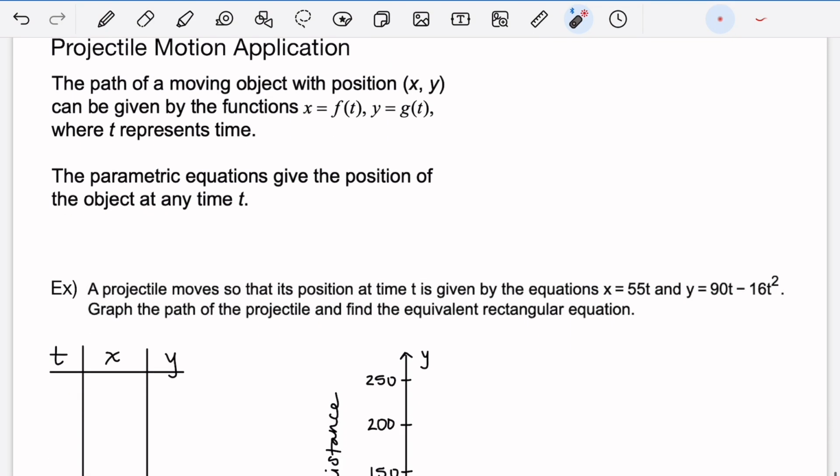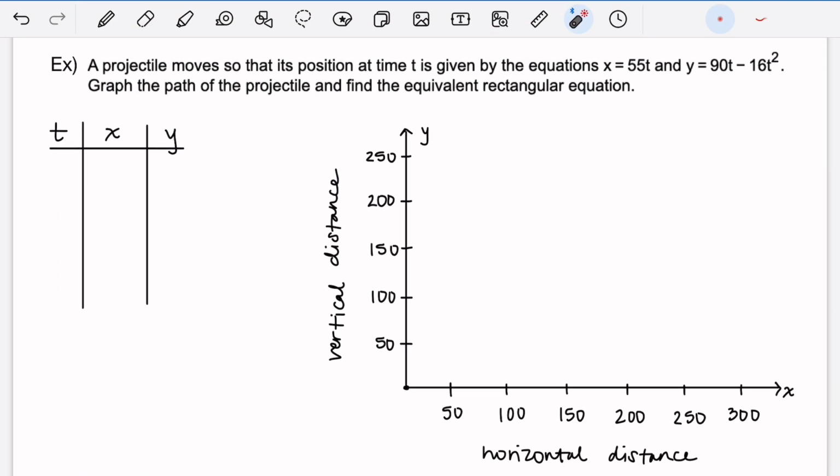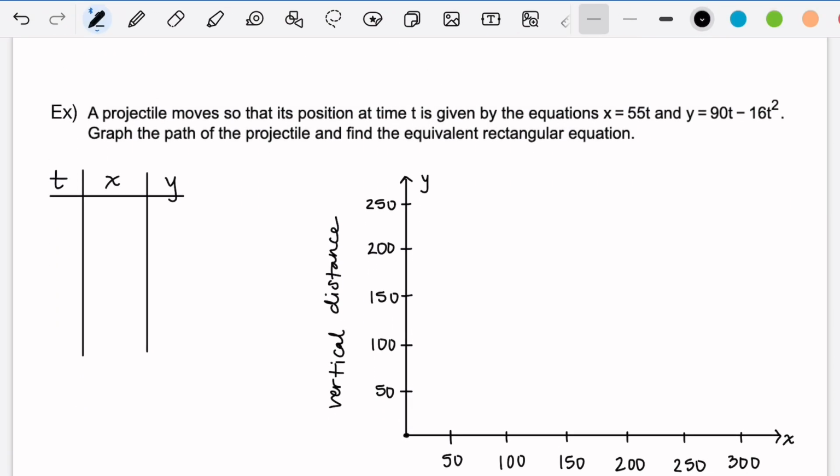So looking at this example here, we're told that a projectile moves so that its position at time t is given by these parametric equations here. What we want to do is graph the path of the projectile and find the equivalent rectangular equation. So what we're going to do is input values for t and see what we get for x and y. So plugging these values in for t, we're going to get this for x and y.